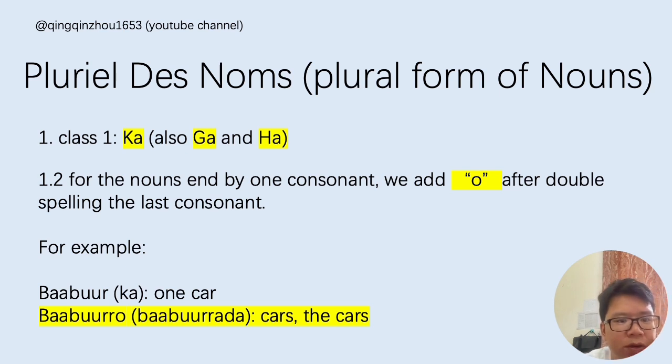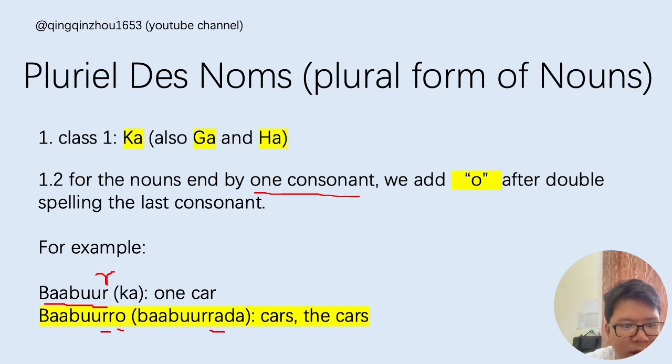Next, for the nouns ended by 1 consonant, we add o after double spelling the last consonant. For example, Baabuur. Baabuur ended by 1 consonant r. The plural form, we repeat the r with double spelling r and add o. Baabuurro.